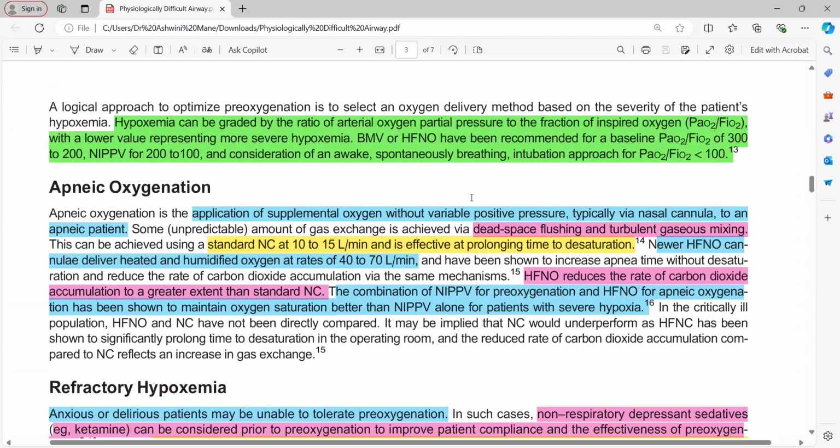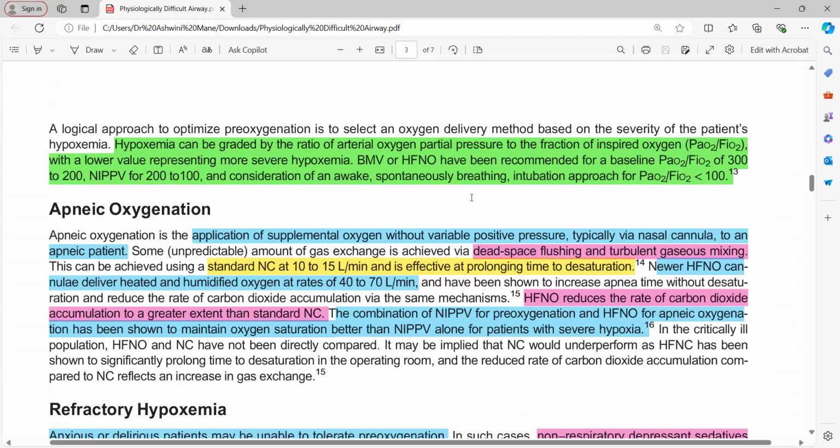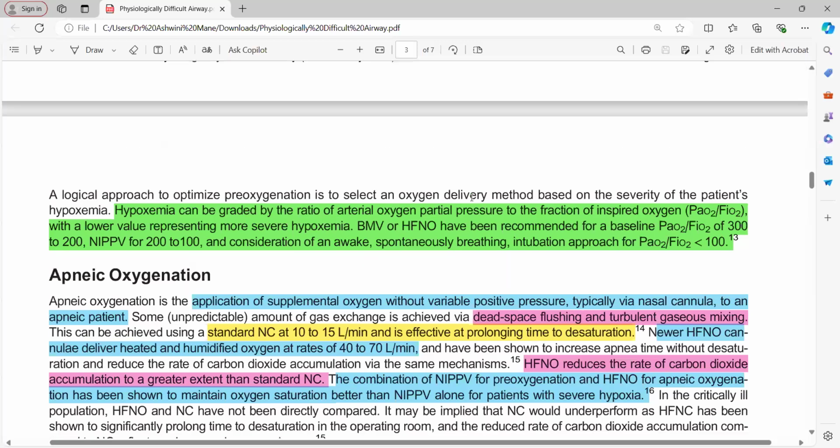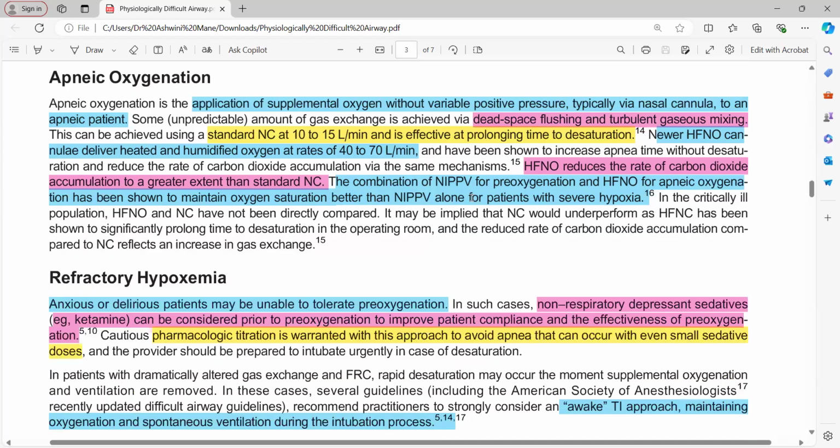This hypoxemia can be graded according to the PaO2 to FiO2 ratio, and according to that we can choose the device. If the PaO2 to FiO2 ratio is less than 300, then we can go for either bag mask ventilation or high flow nasal oxygenation. NIV for a PaO2 to FiO2 ratio of 200 to 100, and if it is less than 100 and it is a refractory hypoxemia, then go for awake intubation.